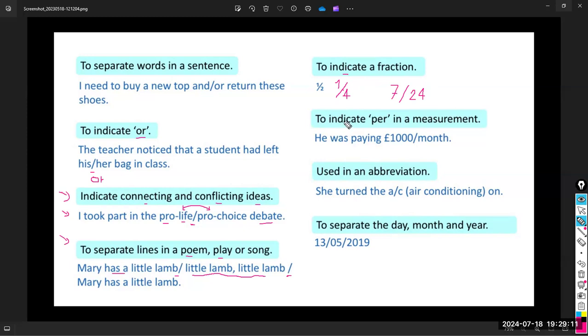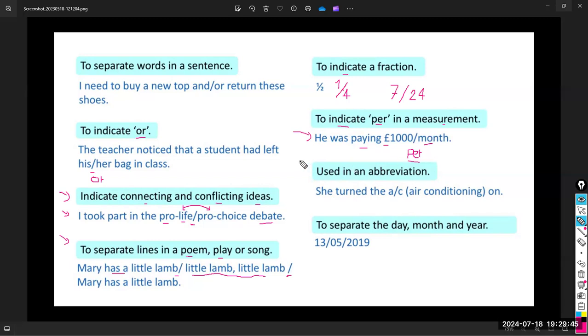Now, the next usage, I have to use a slash to indicate per in a measurement. So this is the example. He was paying 1,000 pounds per month. Exactly. So absolutely, if you want to write per, this is correct. But as I told you, just to be that academic student in writing, you have to write a slash. Or maybe you can write a slash in the first usage, and in the second usage, if you prefer, you can write per. It's up to you.